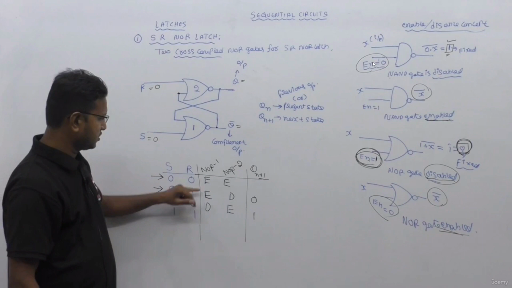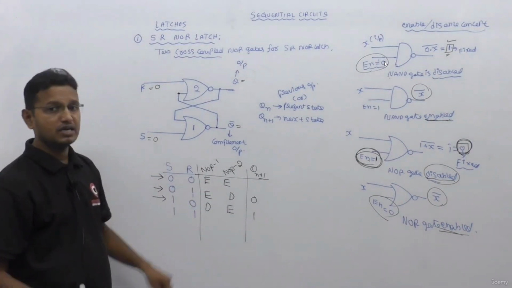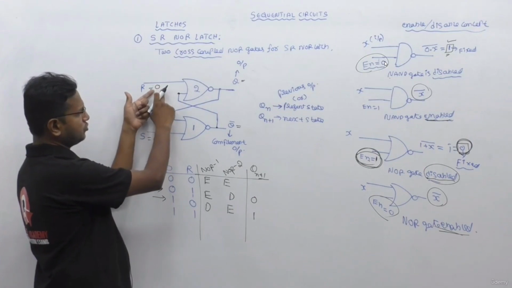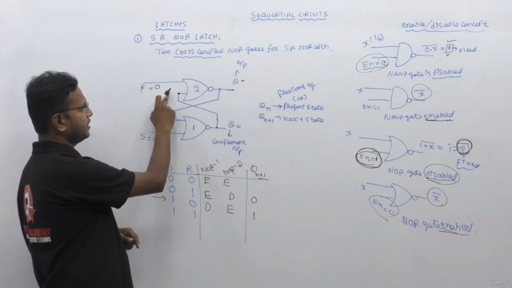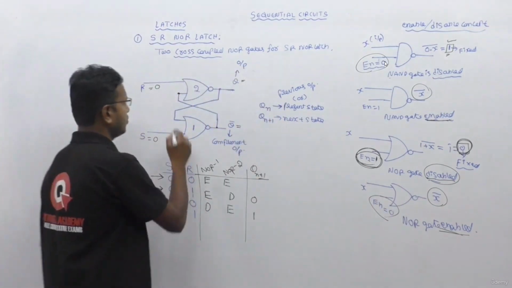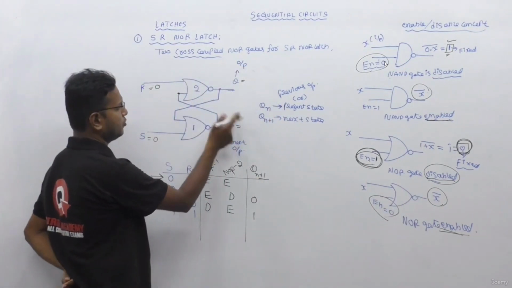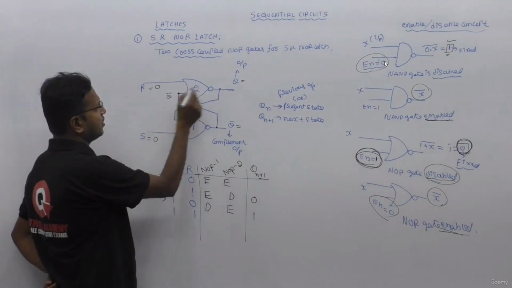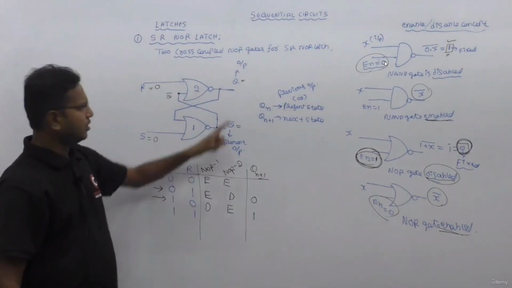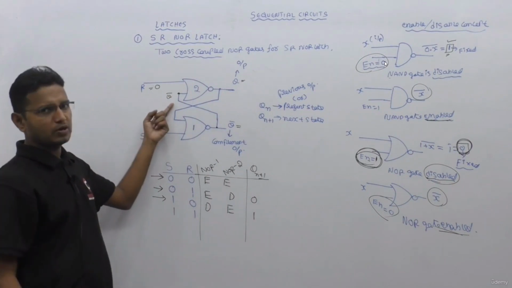Now, if both are enabled, let us see what the output will be. If R equal to 0 and it is enabled, I told you that the output will depend on the other input. So what is this input? This input, I don't know, is q bar. Now this q output will depend on q bar. Q bar, I don't know.